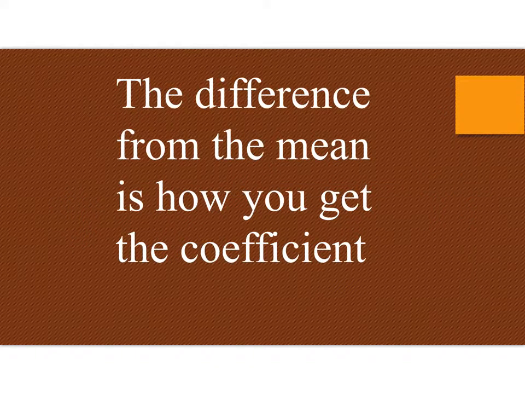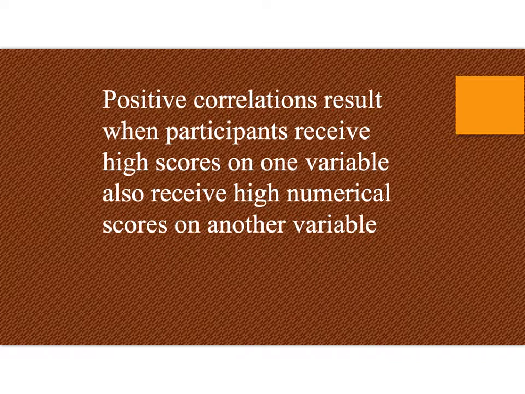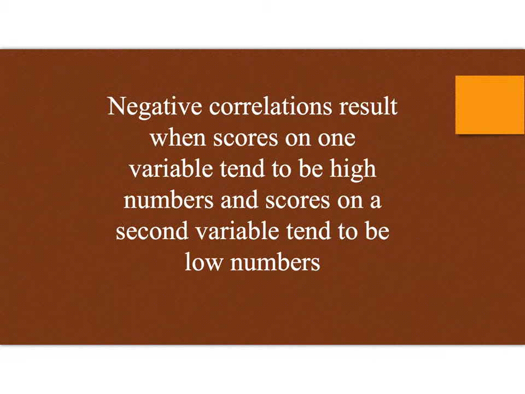The difference from the mean is how you get the coefficient. So the farther away from the mean the actual number is, you're either going to have a positive or a negative relationship. Positive correlations result when participants receive high scores on one variable and receive high scores on another variable. So, as we said before, negative correlation, one goes up and one goes down.